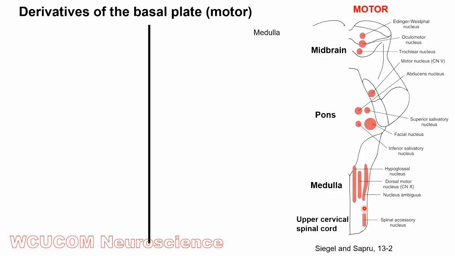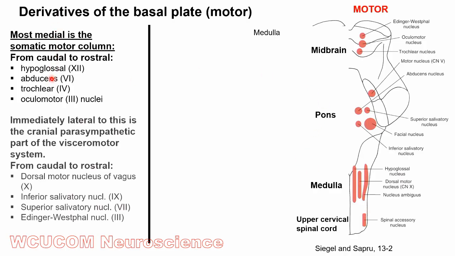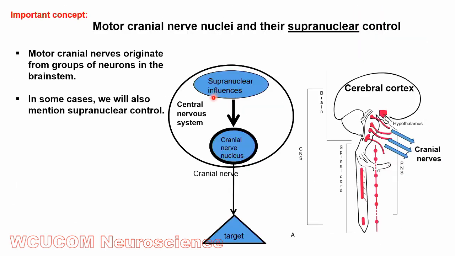Awesome. So, as I said before, most medial is the somatic motor column, and then your parasympathetic motor column, okay? All of these. And then lateral most and ventral is the branchiomotor group. A very important concept when you talk about motor cranial nerves.